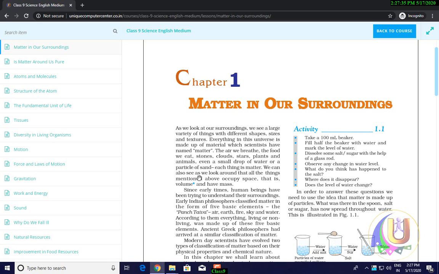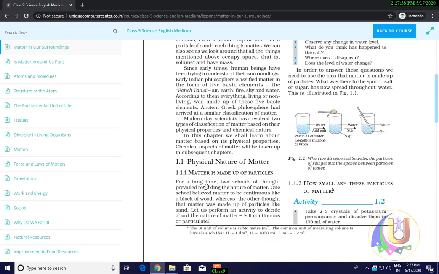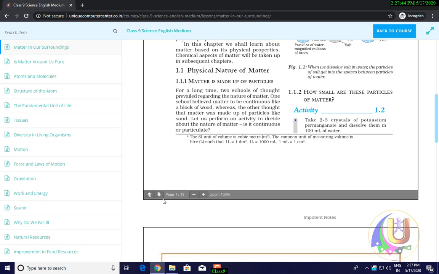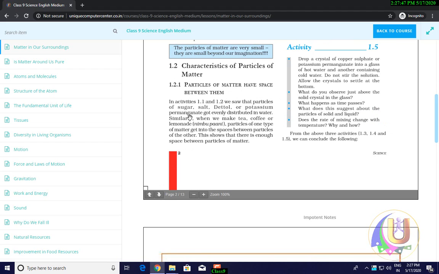Matter exists in three states: solid, liquid, and gaseous. Class, we are going to the next page. Here, see that particles of matter have space between them. Some solid particles are like sugar and salt, which you have seen. Dettol and potassium permanganate in water are in liquid form, and gases like LPG in your home kitchens are in gaseous form. So we have understood there are three forms of matter.